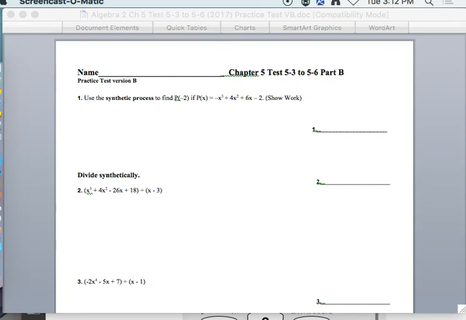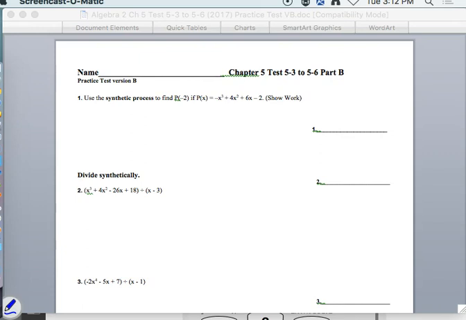So for number 1, go ahead and use the synthetic process to find p of -2 if p of x equals -x to the third plus 4x squared plus 6x minus 2. Again, go ahead and pause the video and give that one a try. Now I'll go ahead and talk you through the answer.